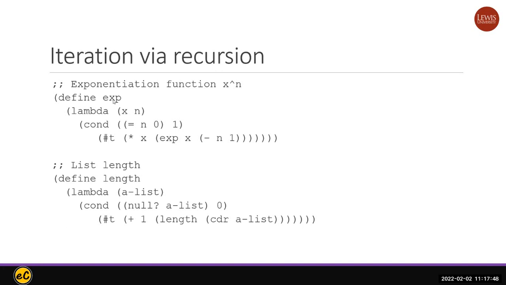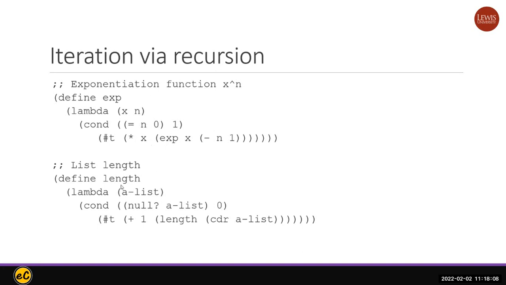Okay, so that's the lambda, that's exponent. So when n equals 0, you return 1. Then every time you do recursive calling x and then n minus 1, and then times x. So keep doing that until you hit the return here.